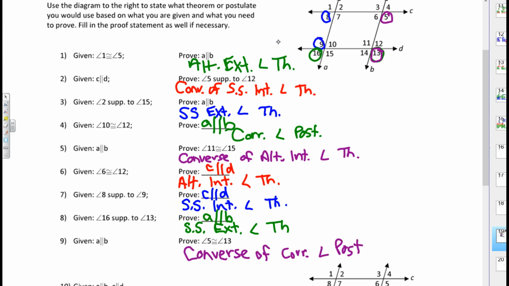Now, there's one last thing I want to talk about before we move on to harder problems. I want you to notice that we only use the converse when we're proving something about the angles themselves. So I use the converse when I'm proving things to be congruent or supplementary. We use the regular version whenever we're proving lines to be parallel. That's a distinction you definitely need to make: when to use the converse and when to use the original.